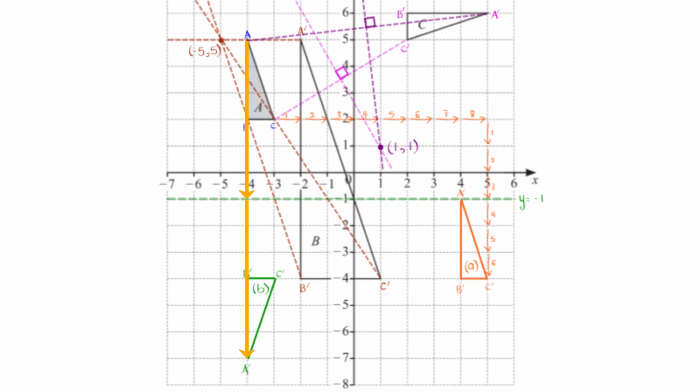For point B, since we move 3 units downwards to touch the line of reflection, we also need to move 3 units downwards, pin the new position of B. For point C as well, since we move 3 units downwards to touch the line of reflection, we also need to move 3 units downward from the line of reflection to pin the new position of point C. After doing this, we are able to map out the reflected image of shape A.